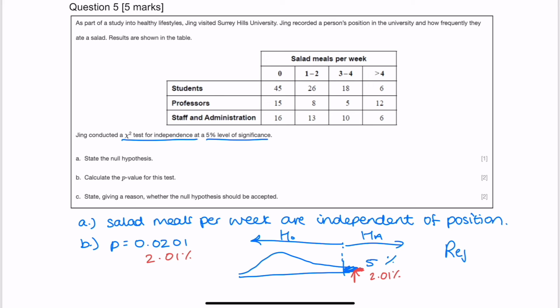So this tells me that I am rejecting the null hypothesis and I am accepting the alternative hypothesis, which means that the number of salad meals people have is dependent on the position that they're in the university.